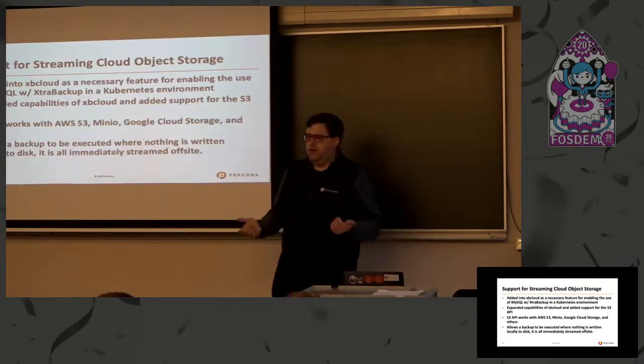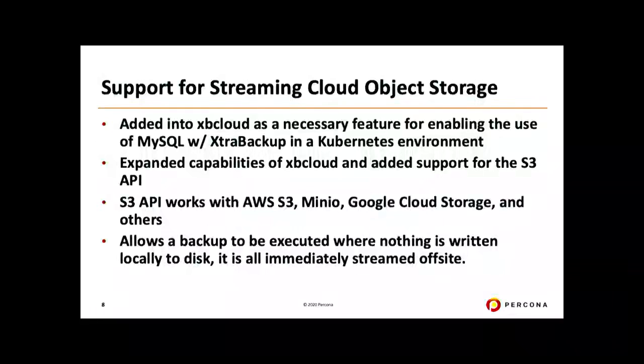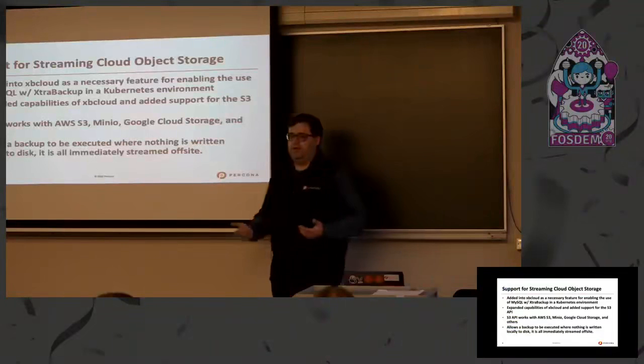As I mentioned earlier, we have support in XBCloud for OpenStack Swift and S3. One of the really cool things about it is that you can actually do a backup to the cloud without having to write anything to disk at all. When you execute the backup, you can stream it with XBCloud directly into S3 or anything that supports the S3 API, like MinIO. And it allows you to really make use of this in environments like Kubernetes.